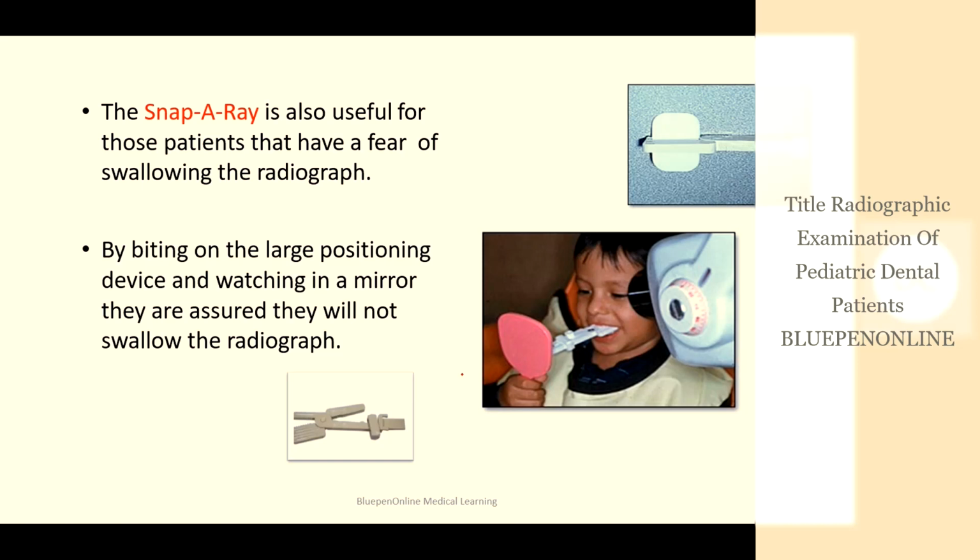The holder, that is the snap array, is also useful for those patients that have a fear of swallowing the radiograph. So this holder can be used in order to place the X-ray film. By biting on the large positioning device and watching in a mirror, they are assured they will not swallow the radiograph. So this is another method of managing the child.